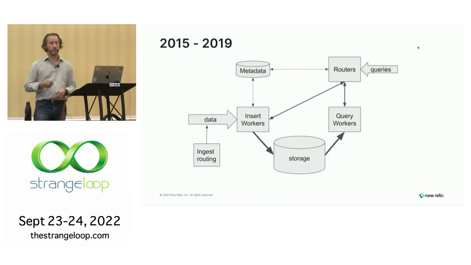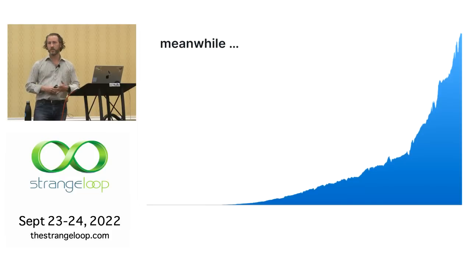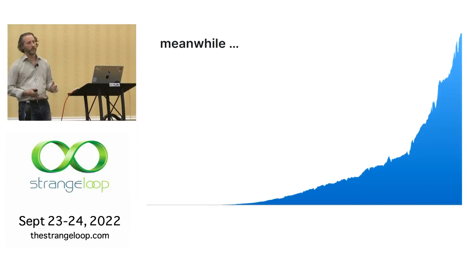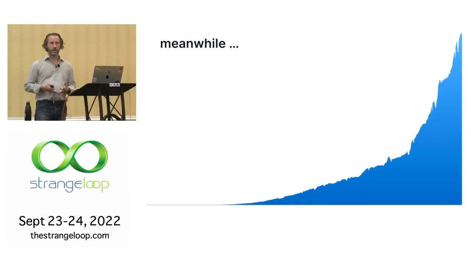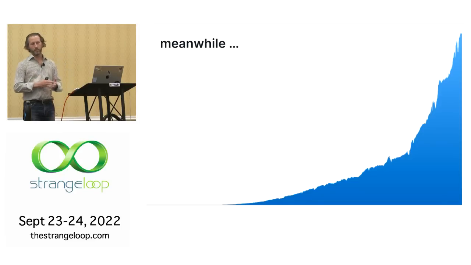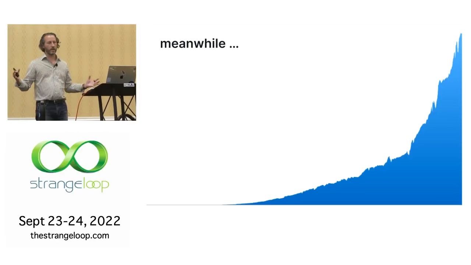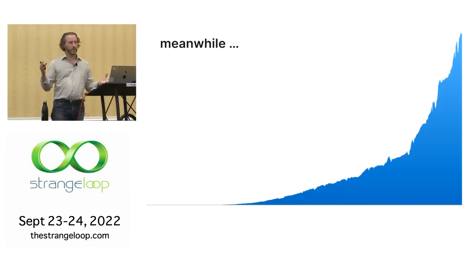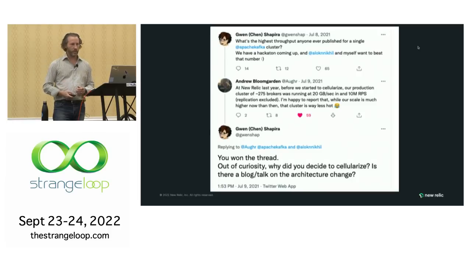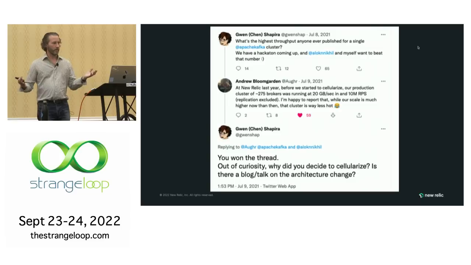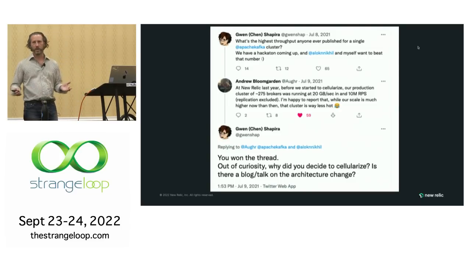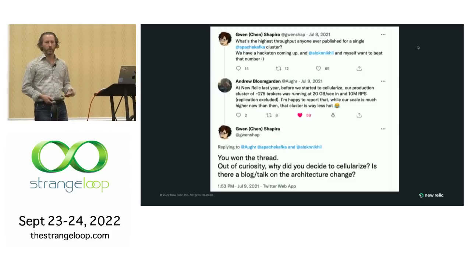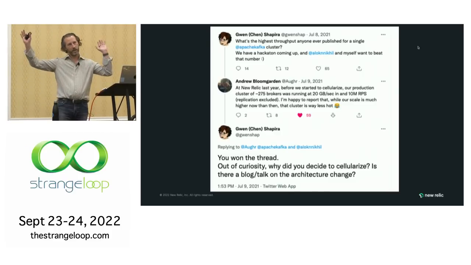But what was going on meanwhile was that we were experiencing exponential growth. We're getting more customers in. Customers are sending us more and more data. That query worker cluster is getting bigger and bigger. The ingest tier is getting bigger and bigger. Our Kafka installation is getting bigger and bigger, to a point where, at least by some measurement, at one point we were actually running apparently the largest Kafka broker cluster in the world. Yay, we won.